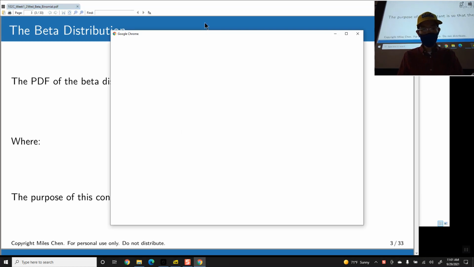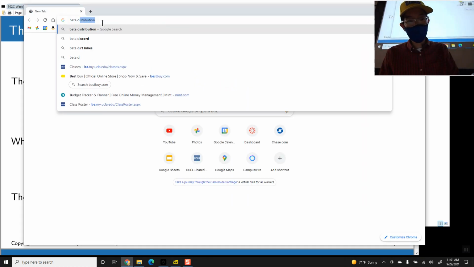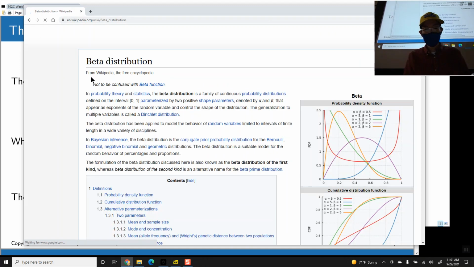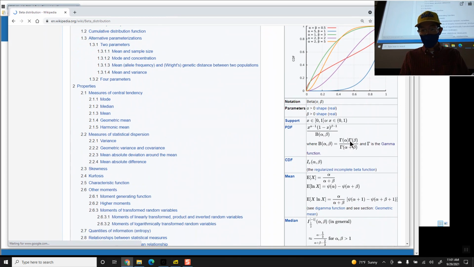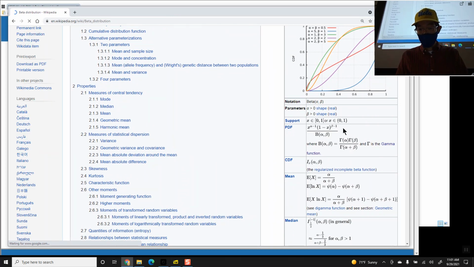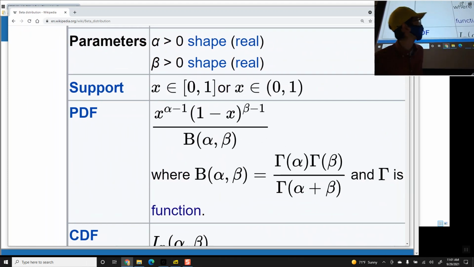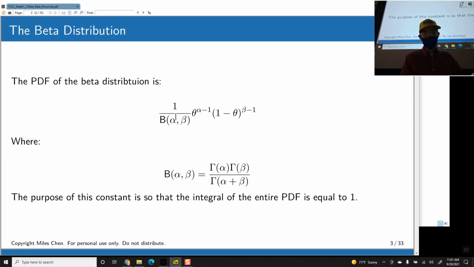If you were to go to Wikipedia and look up the beta distribution and its PDF, sometimes students get confused a little bit. So here's the PDF, and it says x to the alpha minus 1, 1 minus x to the beta minus 1, okay? And it feels a little bit strange because it's using x, but it's the same thing.